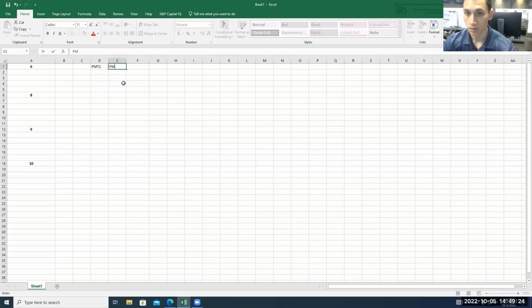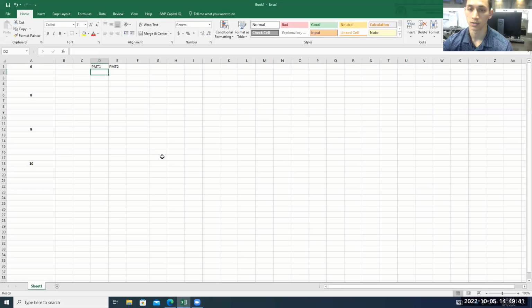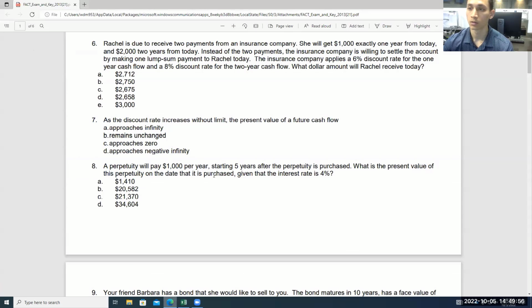Payment number 1, payment number 2. Payment number 1 is going to be $1,000 1 year from today. That 1 year from today is actually going to be the end for this payment. That's whenever she would receive this $1,000. So payment number 1 is $1,000, and I put a category for N. It's going to be 1 year from today. Payment number 2 would be $2,000 2 years from today. So payment number 2 would be $2,000, and then the N is going to be 2 that we would use.